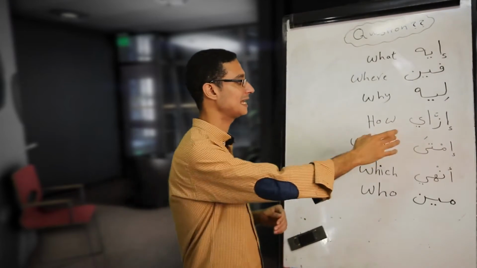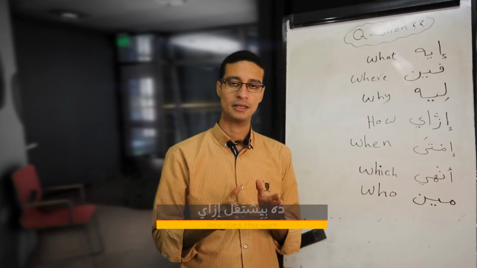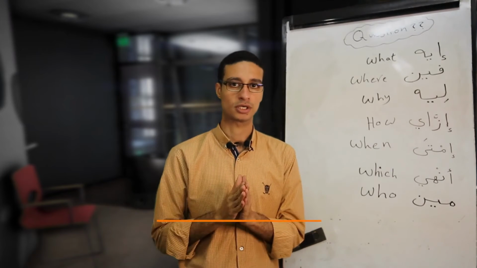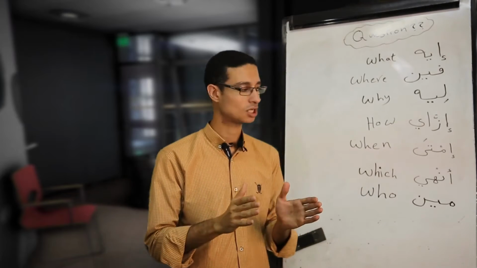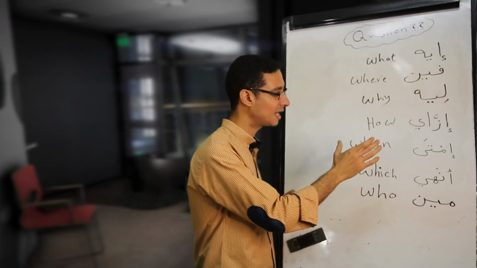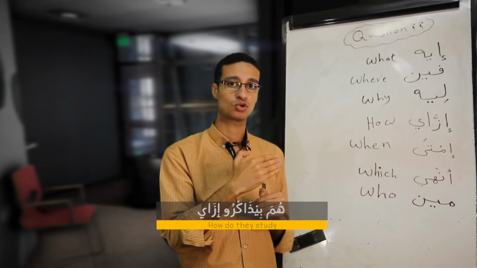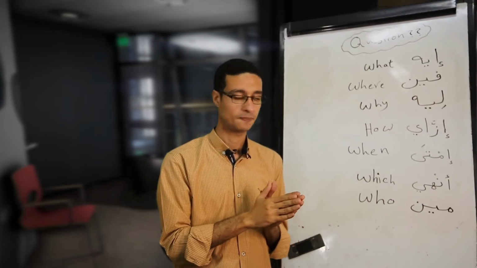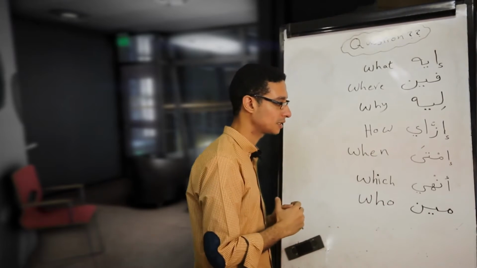The next one is ازاي. ازاي means how. For example, ده بيشتغل ازاي. How does this work? ده, this, بيشتغل, works, ازاي. For example, هما بيذاكروا ازاي. هما, they, بيذاكروا, they study, ازاي. How do they study? هما بيذاكروا ازاي.